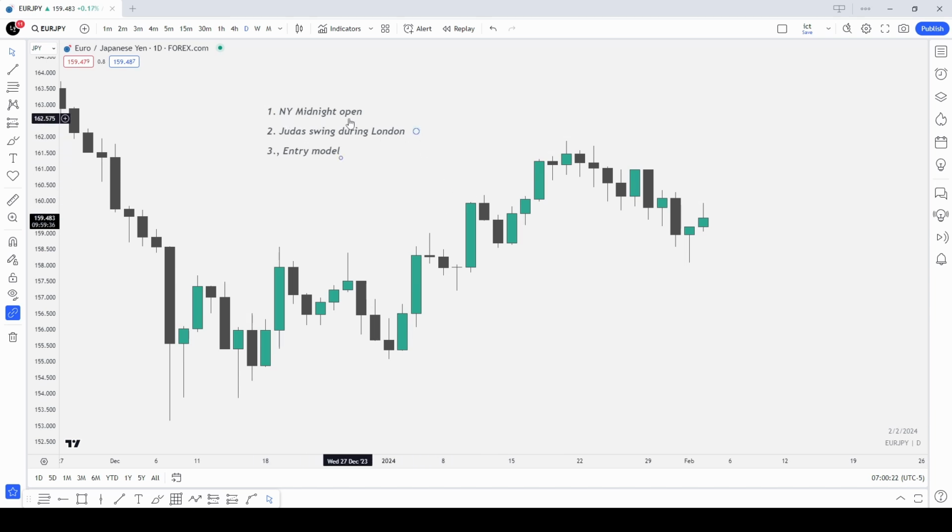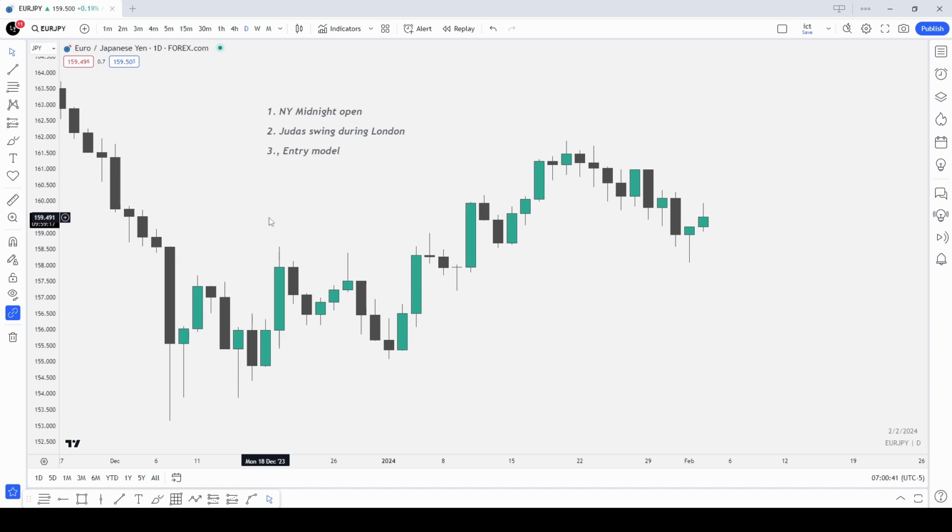It involves the New York midnight opening price, and then how we are utilizing this I will get into. A Judas swing during London session, and then our entry model in the same session. So we are anticipating a Judas swing from New York midnight open, and then we have an entry model.